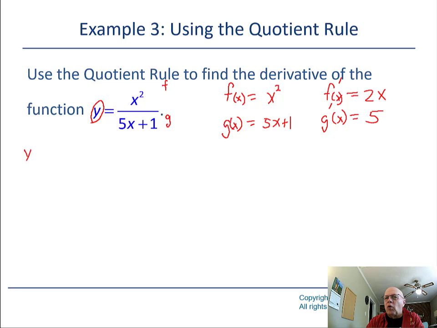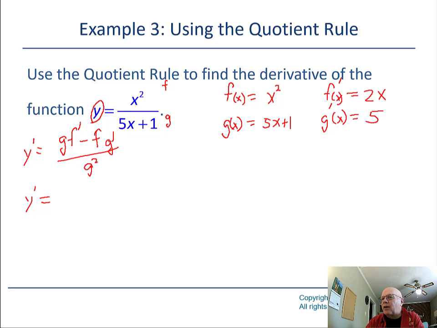Now, what's the derivative going to look like? Well, if we write it down this way, low, d-high minus high, d-low, over the square of what's below. Now all we need to do is fill in, because we've already done part of the work for us. So the derivative is, now just fill in.